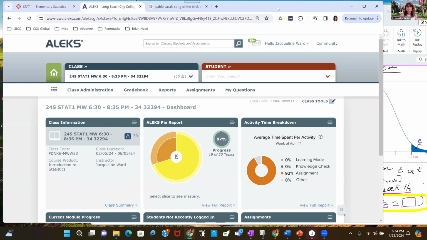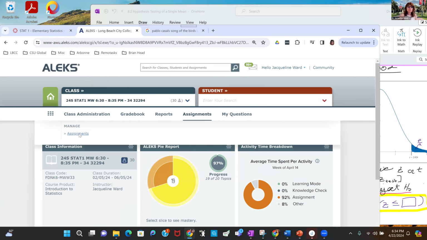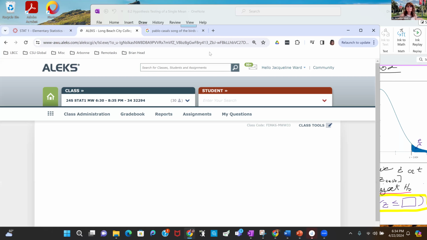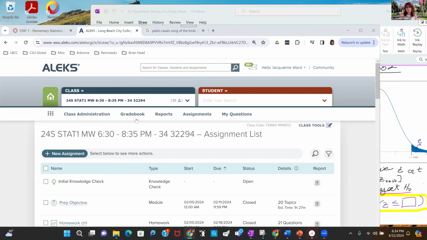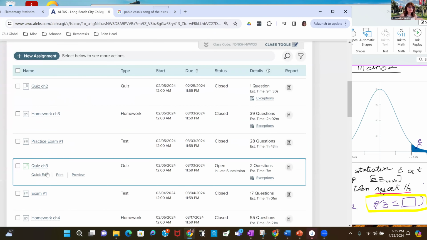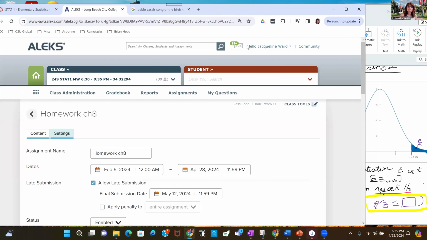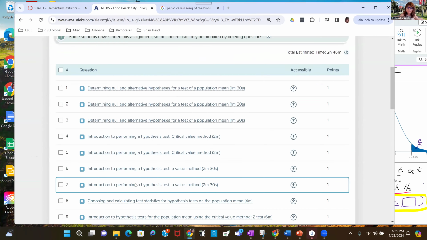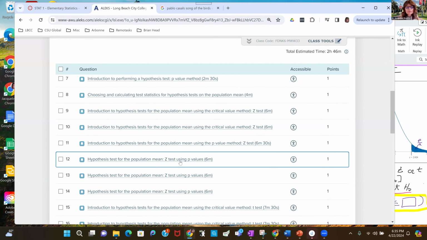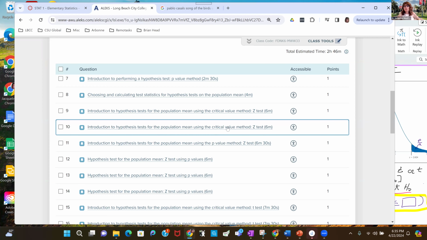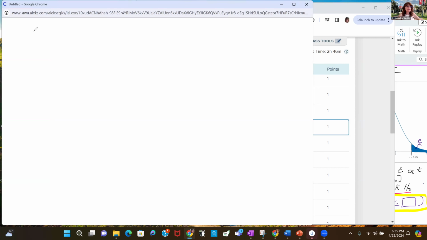So let's go back to the homework. I just wanted to pull up one of these intro topics, each using the critical value method and the p-value method, just to remind us how to do these.